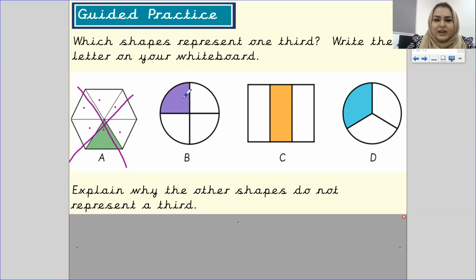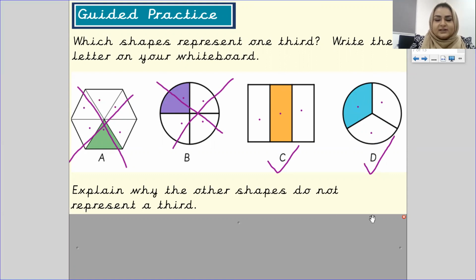Okay. B 1, 2, 3, 4. Do you think that's representing a third? No, fantastic, because B has 4 parts, not 3 parts. Now C 1, 2, 3, and one section is shaded in. So is that a third? Fantastic. So C. And then D has 1, 2, 3 parts, so that means thirds, and 1 part is shaded in, which means a third. So that's correct. Fantastic. Now, explain why the other shapes do not represent a third.